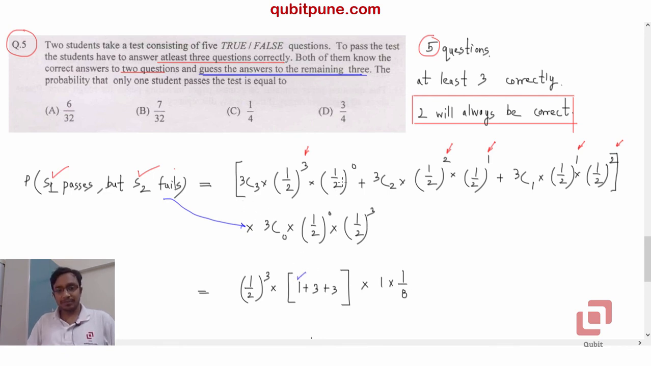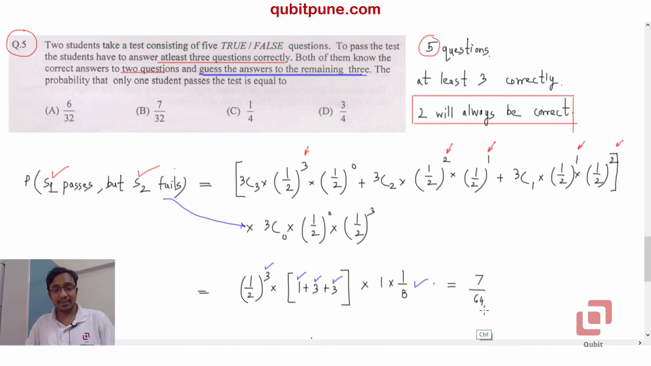3c3 is 1, 3c2 is 3, and so is 3c1. Everywhere you have a cube of 1 upon 2, so you can take it outside. And then 3c0 is 1, this is also 1, and 1 upon 2 cubed is 1 upon 8. So it will be 3 plus 3, 6, 6 plus 1, 7, 7 divided by 64. Sorry, so this is 7 by 64.